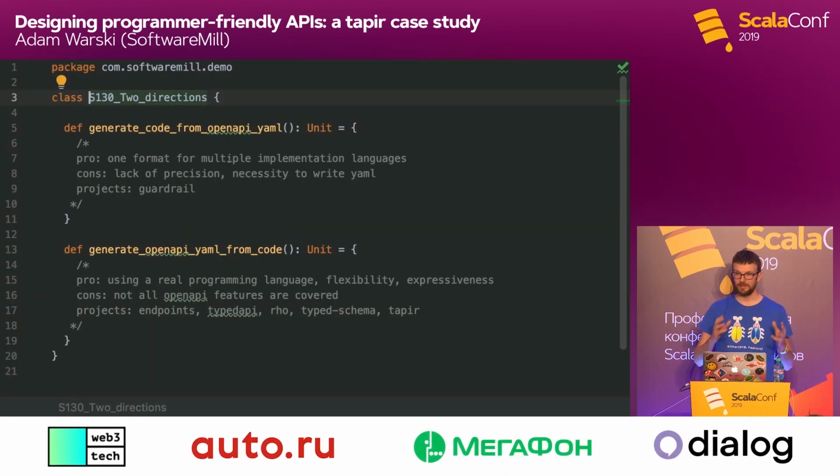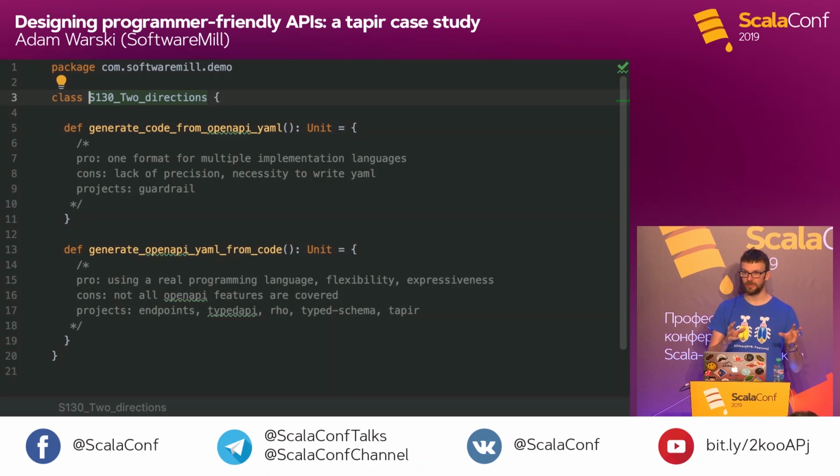One is to write the YAML and then generate code from that YAML, right, using a code generator. There are a lot of code generators from OpenAPI to a number of languages. Or we can describe the endpoint in the proper language, not YAML, and generate YAML from that. Okay?